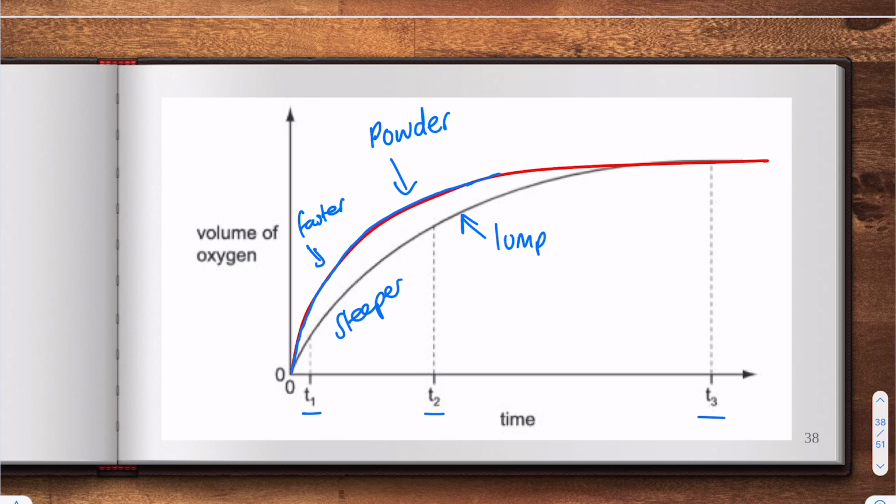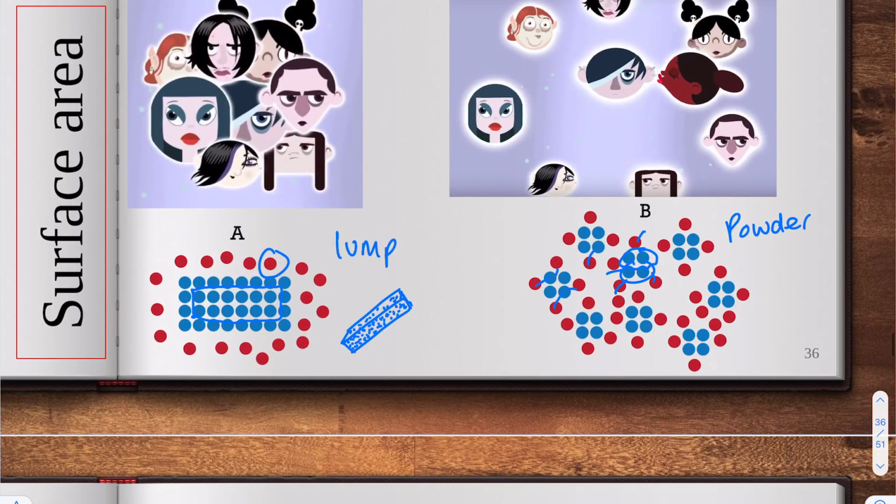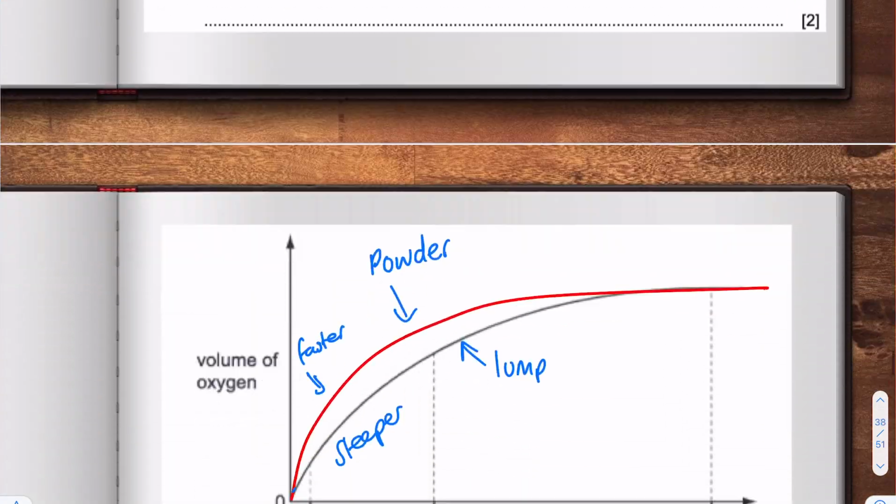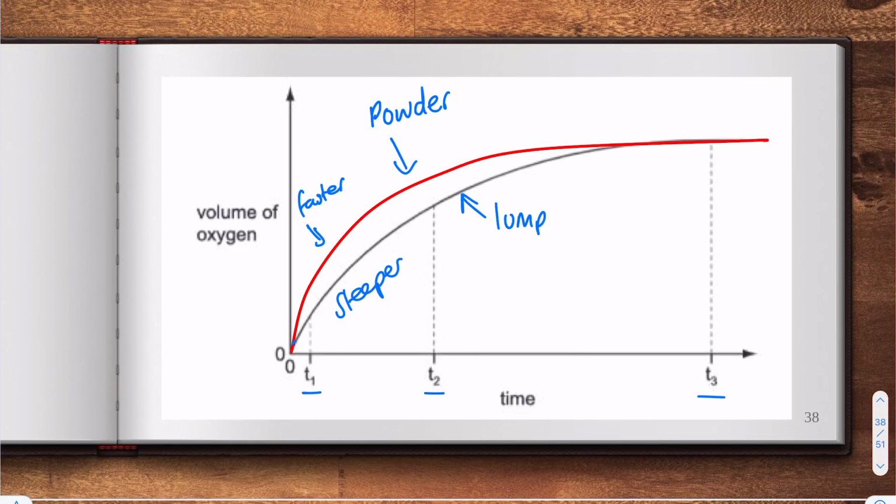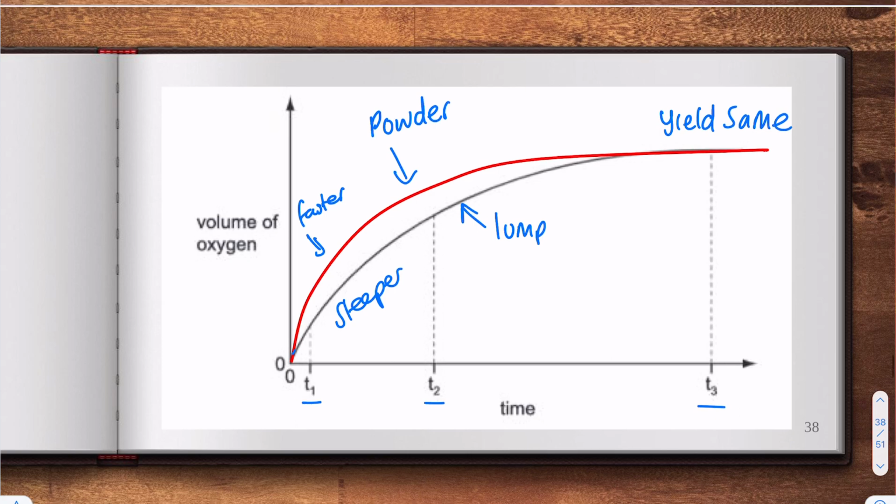But also don't forget that we're not actually going to produce any more oxygen. The yield will still be the same because we don't have any more reactants. The amount of reactants is exactly the same. The number of blue balls is exactly the same. So we can't actually make any more product. The yield is the same always. All we've done is just get there quicker.